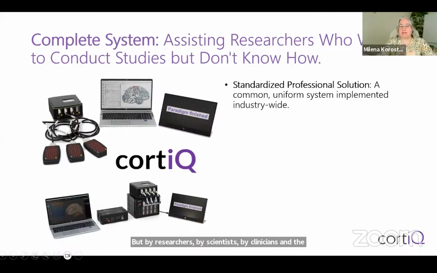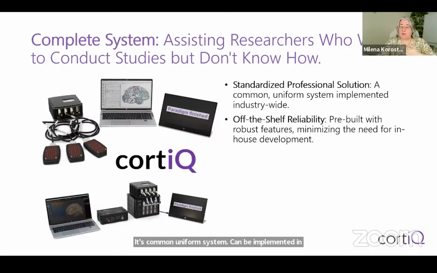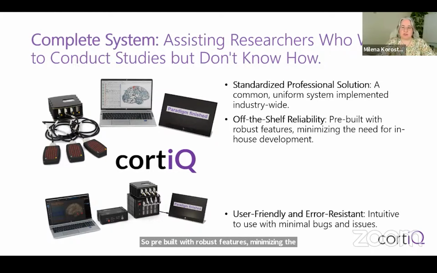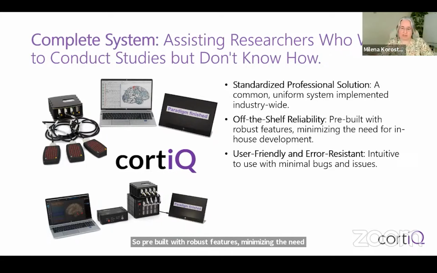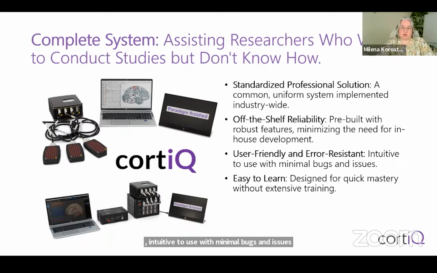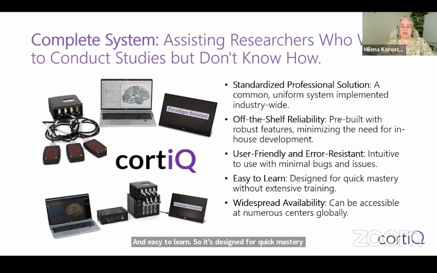So it's standardized, a common uniform system that can be implemented industry-wide. Off-the-shelf reliability, so pre-built with robust features, minimizing the need for in-house development. User-friendly, error-resistant, intuitive to use with minimal bugs and issues, and easy to learn. So it's designed for quick mastery without extensive training. And it's available anywhere in the world. That's why the system becomes so popular. More and more centers in various countries around the globe, here in the United States, start to use it.